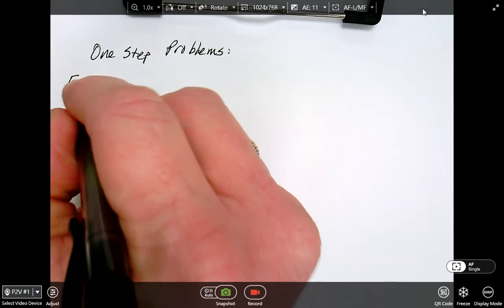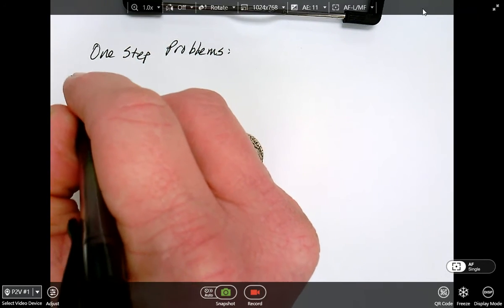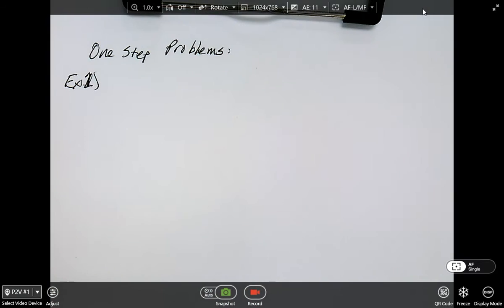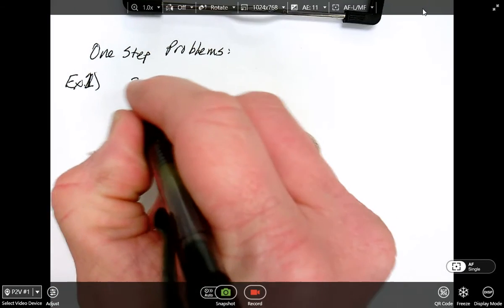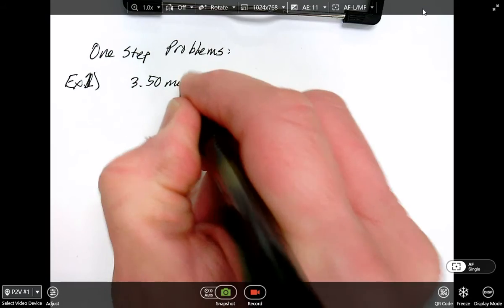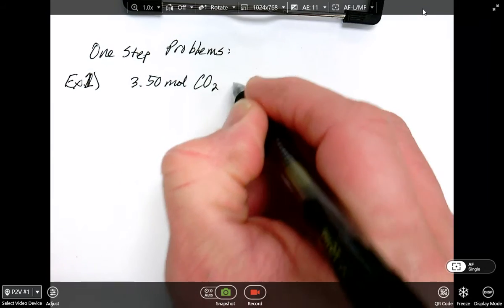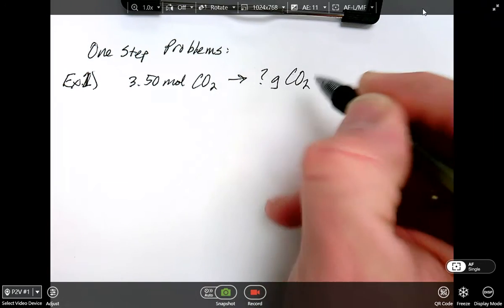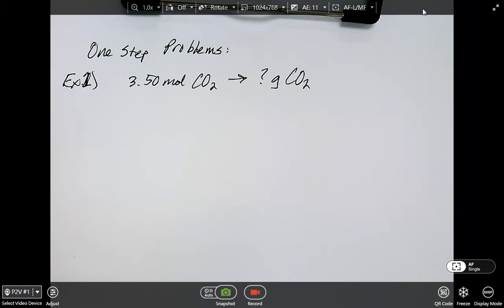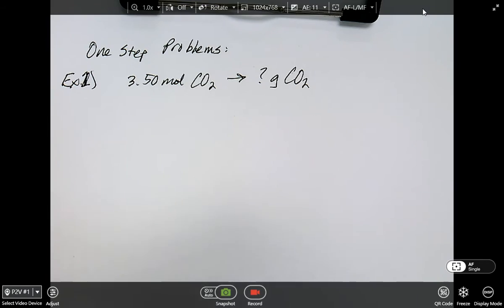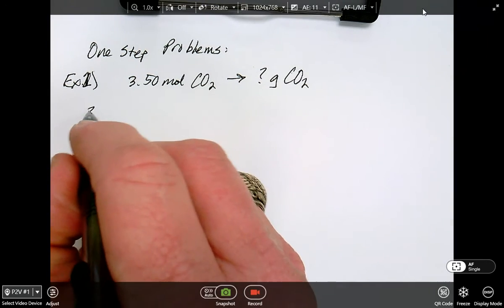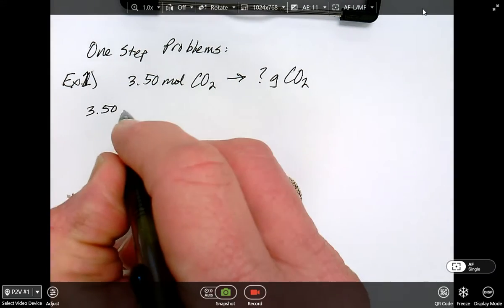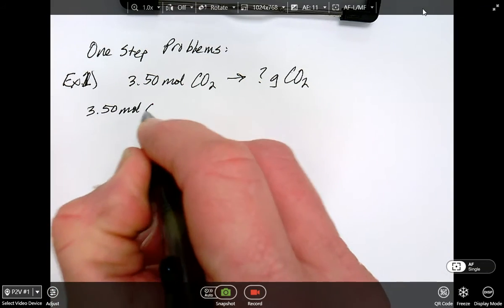All right, so example number 1. Let's say that we have 3.50 moles of CO2, and I want to know, how many grams of CO2 is that? So we're going to start this out. We're going to use what's called the T-chart method, or most people call it dimensional analysis. Factor label method is another word for it. So we're going to write down what we're starting with first: 3.50 moles CO2.